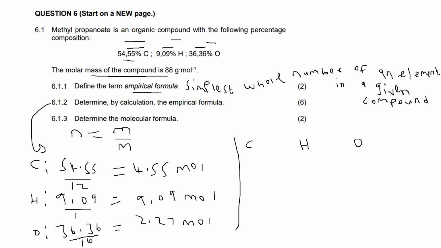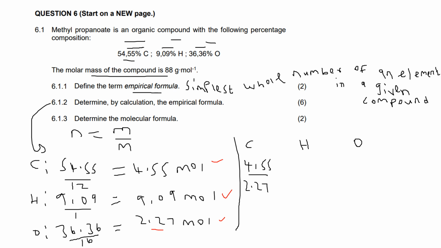The lowest number that we got here was 2,27. So meaning you divide each number that you got in these three answers by the lowest number, which is 2,27. Don't forget, you divide each number that you got. For example, for carbon, we got 4,55 as our answer. So you will divide that by the lowest number, which we got was 2,27 in this instance.